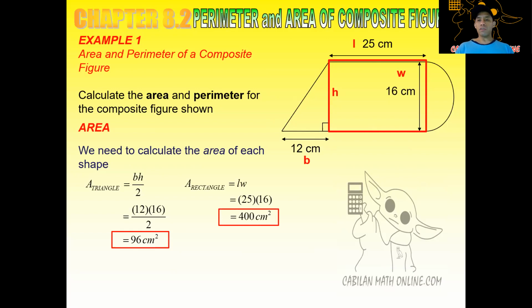Now, for the circle, if you take a look at what we have here, it is a semicircle or half circle. So if you take a look at your formula sheet, you'll probably notice you have the formula for the area of a circle, which is going to be pi r squared.